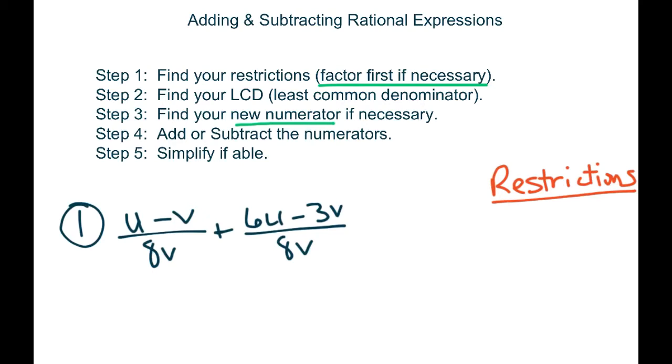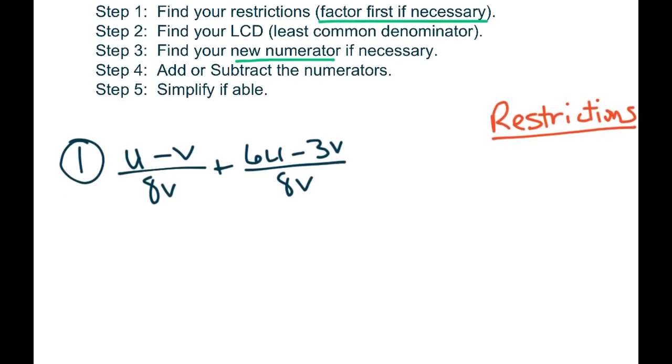Step 4 is adding and subtracting the numerators. Remember, when we add and subtract fractions, we only combine the numerators because our denominators are common. And then step 5, if there's anything at the very end that can be simplified from top to bottom, from numerator to denominator, we want to go ahead and do that. So let's go ahead and do our first example.